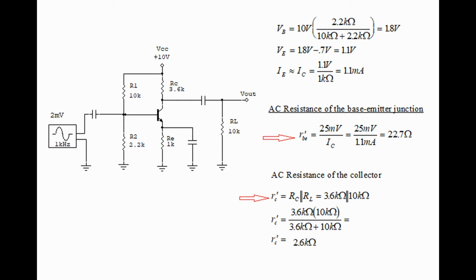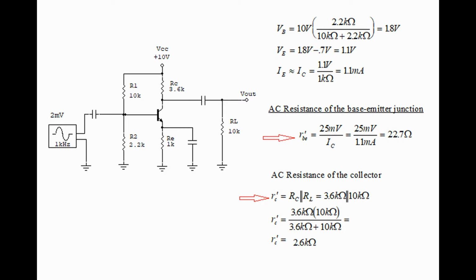As always, let's begin at the base, and we can say that voltage on the base is 10 volts times 2.2 kiloohms divided by 10 kiloohms plus 2.2 kiloohms, and that equals 1.8 volts. Then we can say voltage on the emitter is 1.8 volts minus 0.7 volts, which equals 1.1 volt. And then we can say that current through the emitter is approximately equal to current in the collector, which is equal to 1.1 volt divided by 1 kiloohm, and that equals 1.1 milliamp.